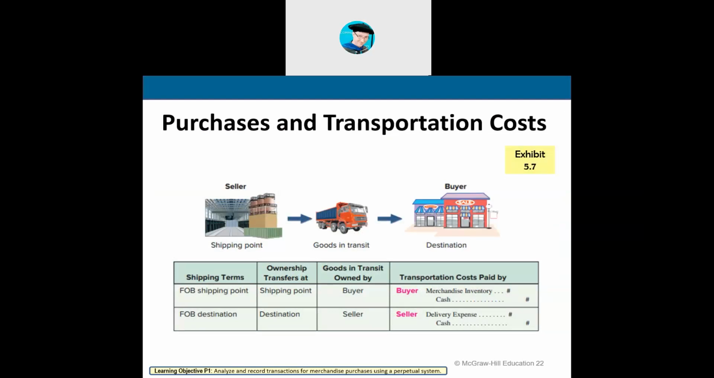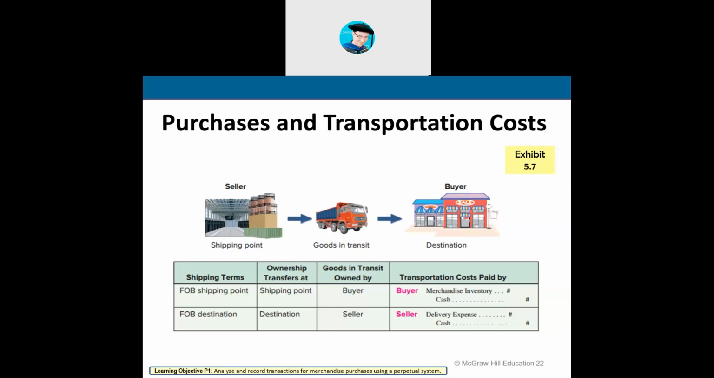So earlier I mentioned this thing called FOB, which means free on board. We first saw that when we looked at the invoice that we received from our vendor, right? So FOB means free on board. There are these things called shipping points. Shipping point means where it's coming from.